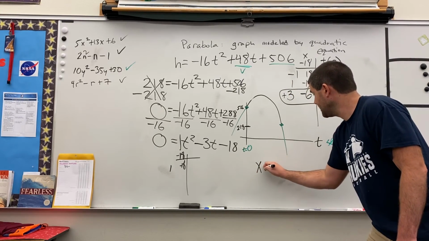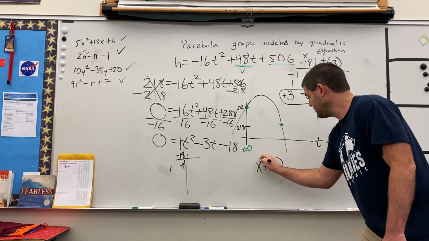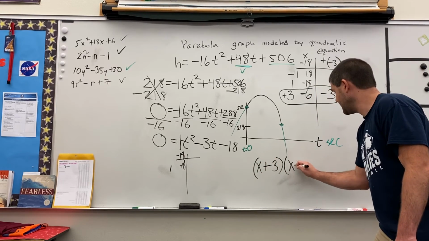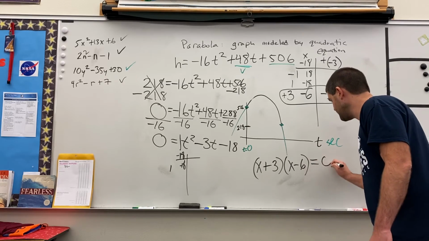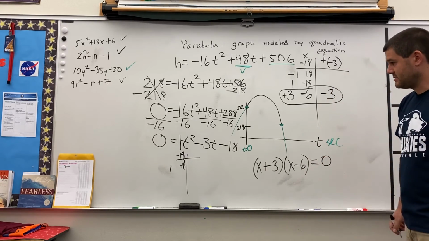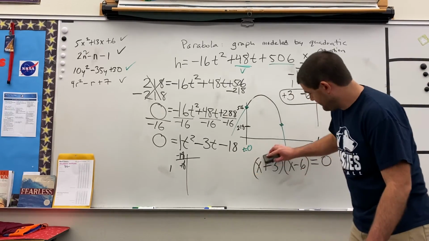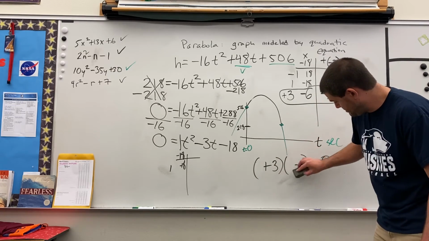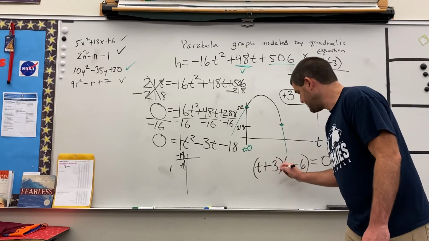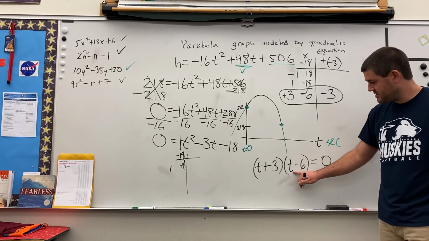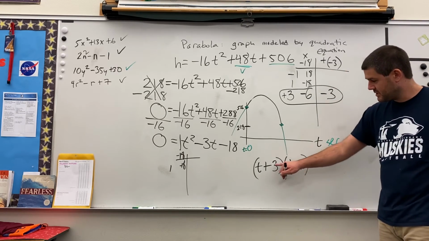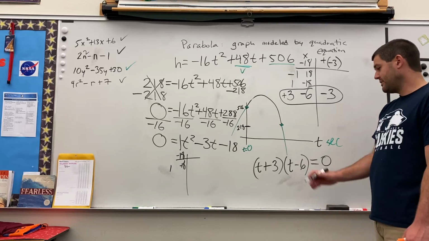So t plus 3 times t minus 6 equals 0. Why am I using x's? I'm supposed to be using t's. Just a habit. We need t's in here. And remember, when you're writing t's, put a little loop on the bottom so that you don't get them confused with plus signs. So we have these.